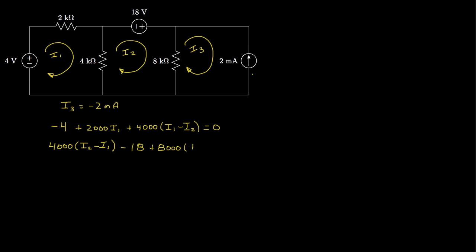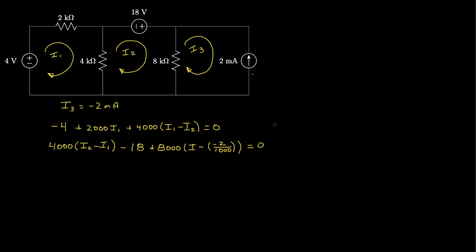So we can put an I2 here and then subtract I3, but I3 is negative 2 milliamps. So let me write that as negative 2 over 1,000. And we'll set that equal to 0. And then we do not need to write an equation for this third loop because we've already solved for I3. That is, I3 is negative 2 milliamps because of the presence of this current source.